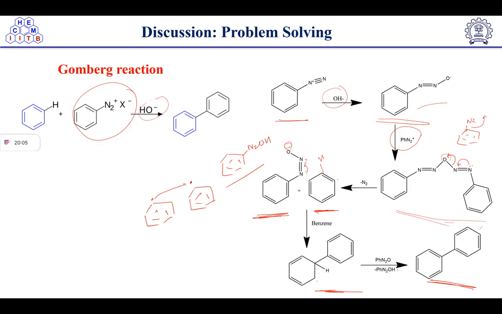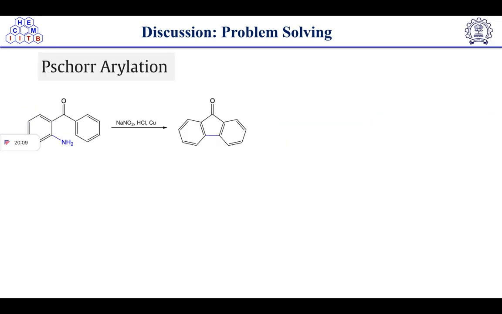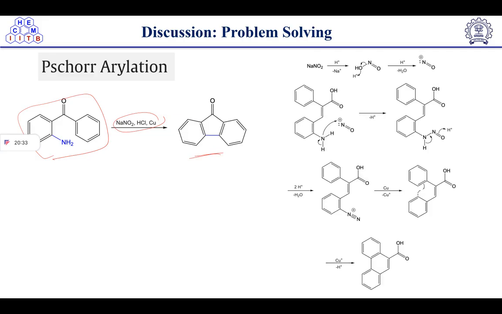So now let's move to the next question. Sandmeyer annulation. Here you can see the cyclization is taking place. And we have a primary amine group here. Arylamine. Okay? This is the arylamine. And when we are treating it with NaNO2 and HCl, copper, we are getting cyclization here. So we will see the mechanism in detail.